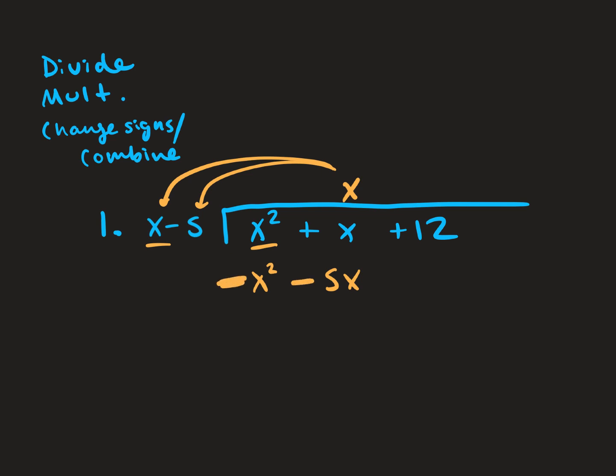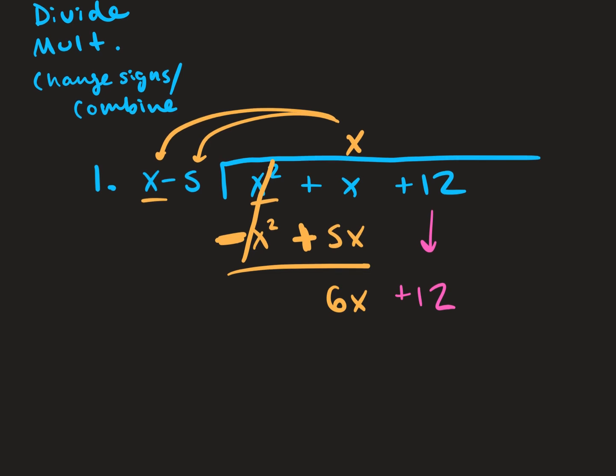Change the signs first and then combine them together. So the first terms will always cancel out. What's x plus 5x? 6x. What would I do next? I could bring down the 12. And what's next? 6x divided by x. What's 6x divided by x? 6. So I'd have 6 on top.